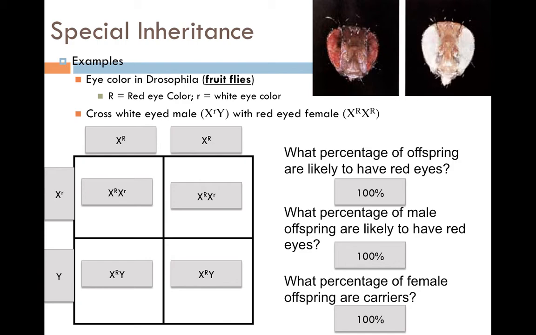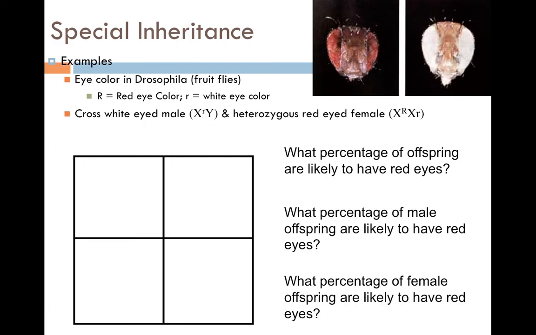And if you're thinking about it, males for sex-linked traits cannot be carriers because they either have the disorder or they have the normal gene. They don't carry it. They can't be heterozygous for this because they only inherit one copy to begin with.